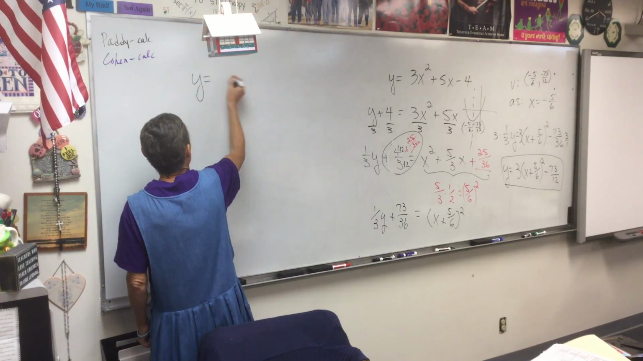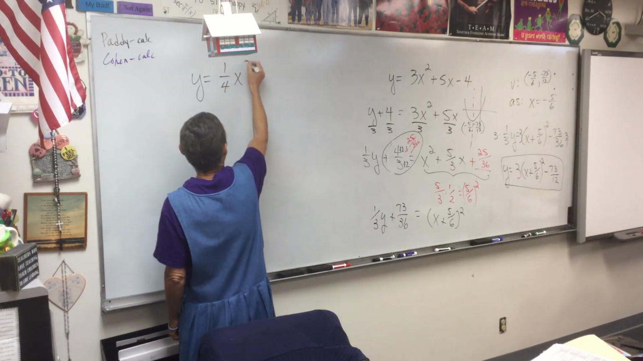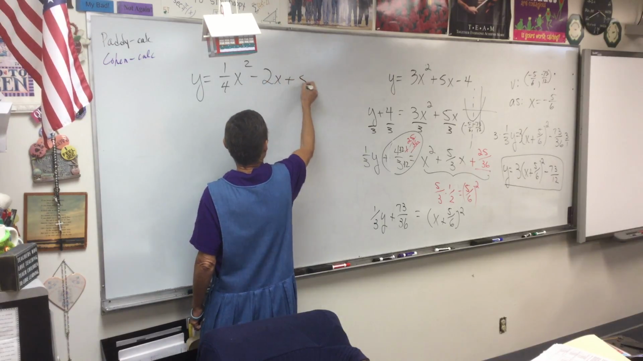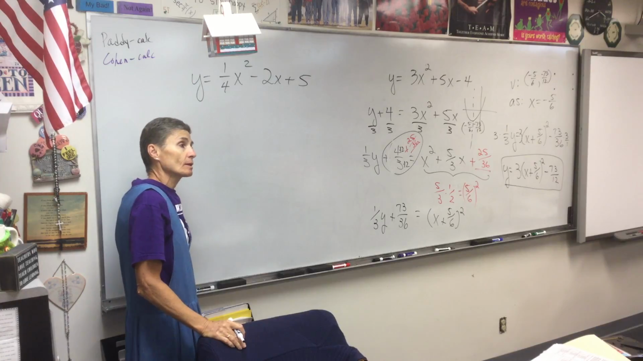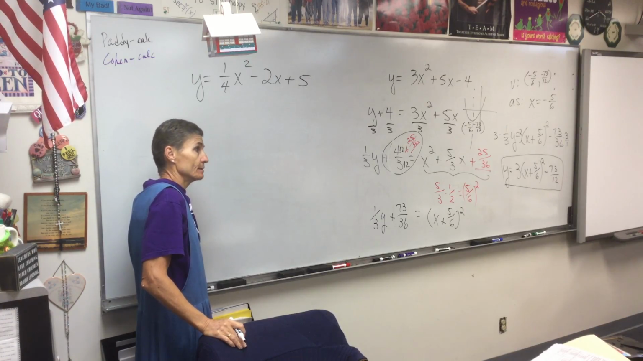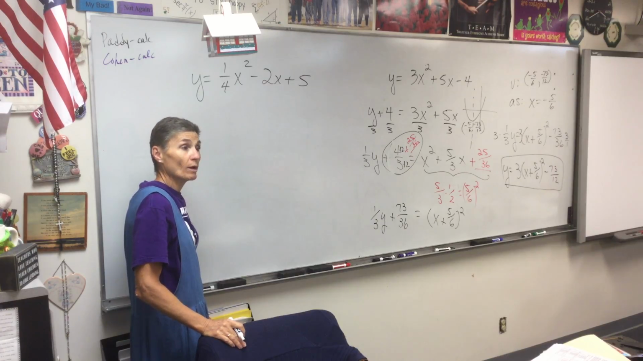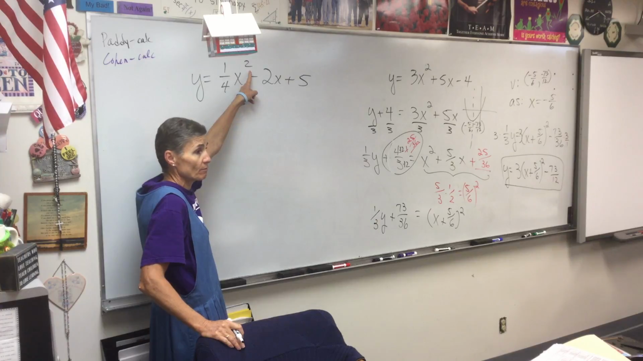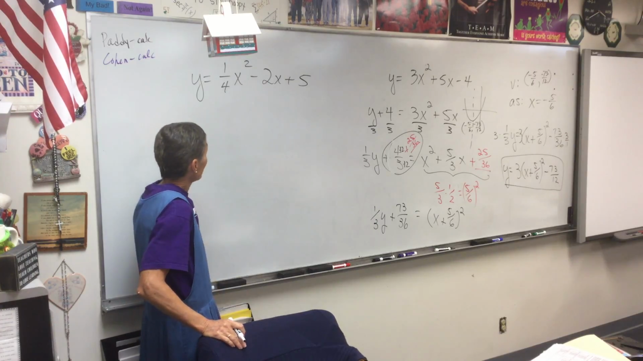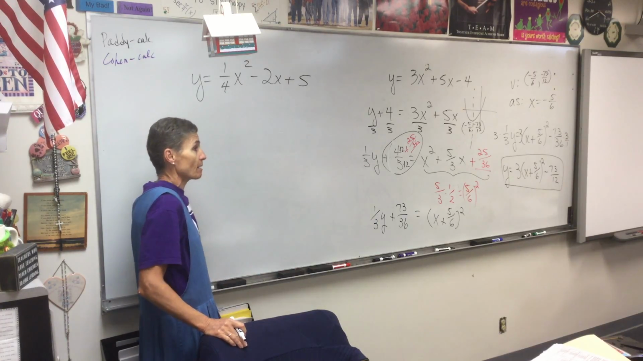Oh, we'll just make one up. Let's say 1/4 x squared minus 2x plus 5. Our job is to find the vertex and axis of symmetry. This is a quadratic function, degree 2, using our vocabulary from the other day. Here we go. Step 1.